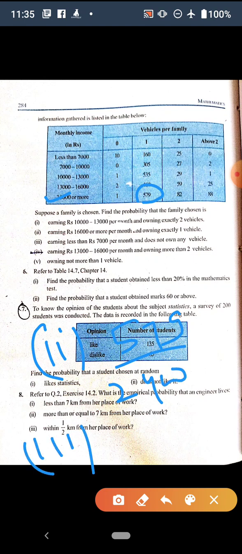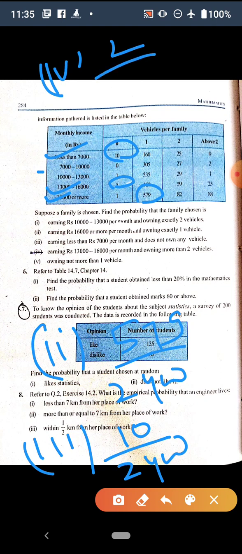Then comes the third, earning less than 7,000 and not owning any vehicle. How many are these? 10. So it is 10 upon 2400. You have to locate the number in the table and you will get the answer. Earning 13,000 to 16,000 and not owning any vehicle. Here there are only 2. So in number 4, 2 upon 2400.